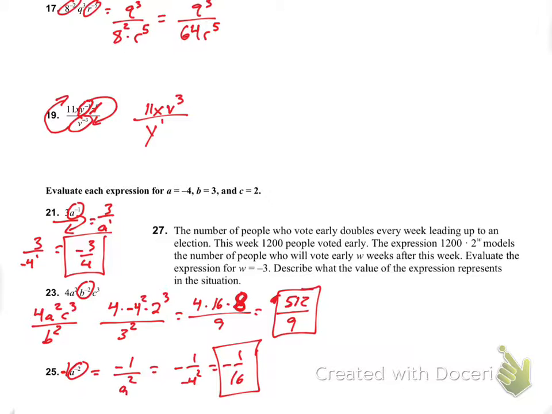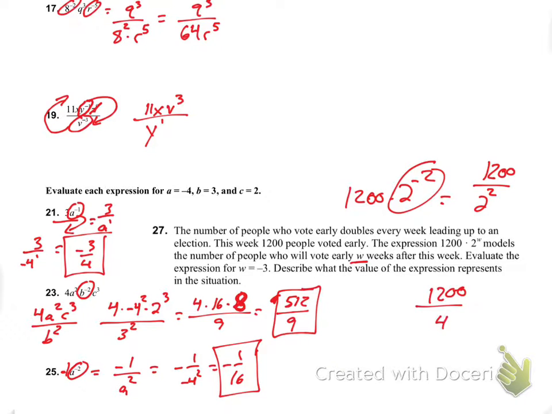All right, so then for 27, we have the number of people who vote doubles each week. 1,200 people voted early. The expression 1,200 times 2 to the W models the number of people who will vote early W weeks after this week. Evaluate the expression for W equals negative 2. So we're just plugging it in. So that means we're going to do 1,200 times 2 to the negative 2. We don't like that this is 2 to the negative 2, so I'm going to put that on the bottom. So 1,200 divided by 2 squared. So that's like saying 1,200 divided by 4. And we know that's going to be 300 people.